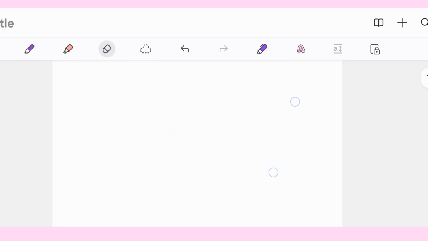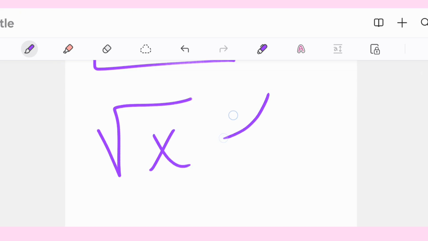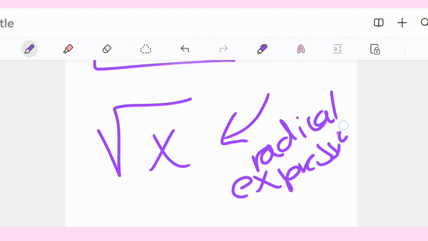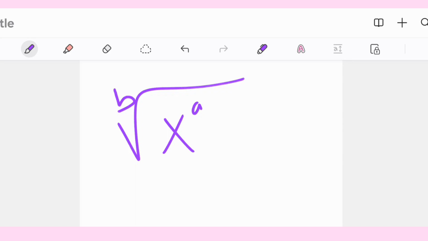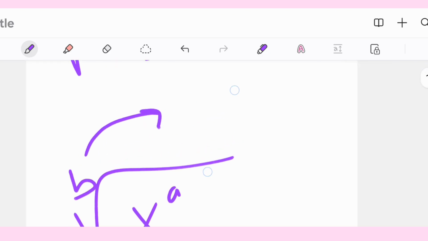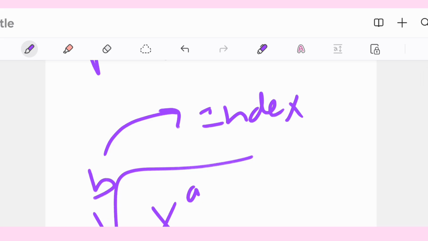And actually, before we go any further, let's do some quick little vocab review. This is a radical expression. So this is the radical expression, this entire thing. Specifically, this little symbol right here, this little guy, that's a radical. And this right here, this B, is also known as the index.